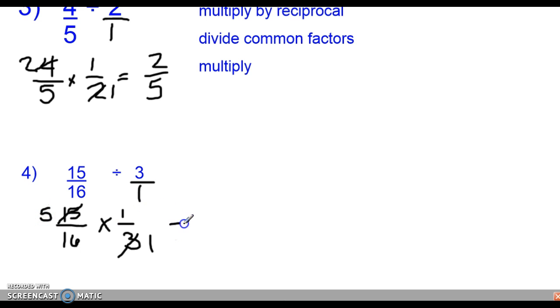Now I multiply across. 5 times 1 equals 5. 16 times 1 equals 16. So 15 over 16 divided by 3 equals 5/16.